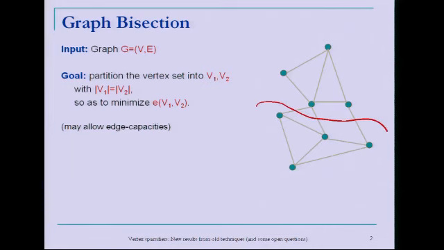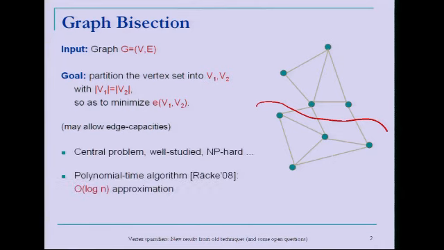Okay, so here's an example. Maybe you cut 4 vertices on each side, and it's of minimum cost. It could be that the edges have costs or capacities, although we can think here about the unweighted case as well. This is a very well-known, well-studied problem. It's known to be NP-hard and so on. I won't get into these things.